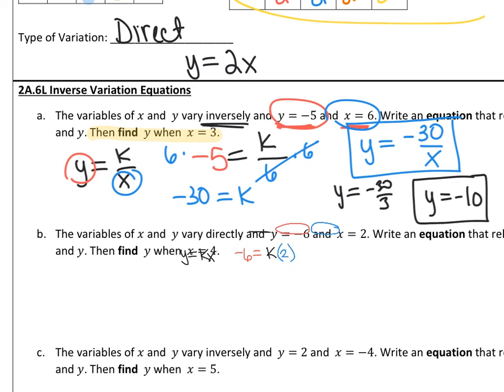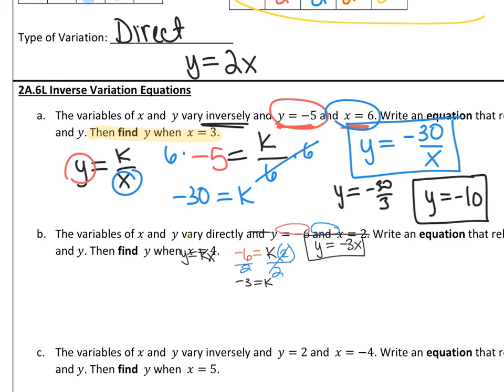This time, again, we're multiplying because it said directly. Now I want to move that 2 to the other side and do the inverse operation. Opposite of multiplying by 2 is dividing by 2. So I'm going to get k equals -3. So when I go back to the original equation to write it, y equals -3x. There is part 1 to this question.